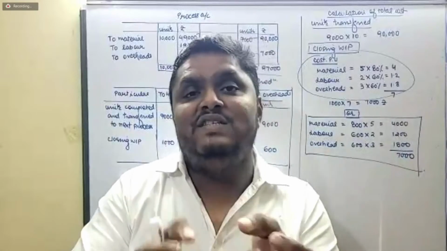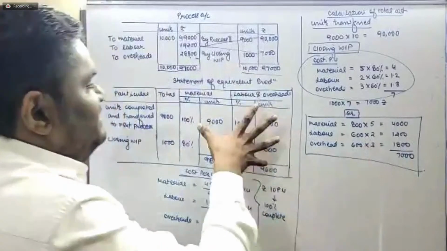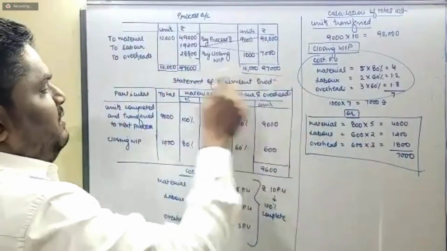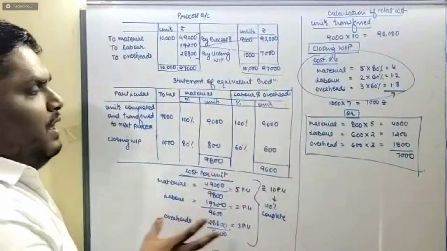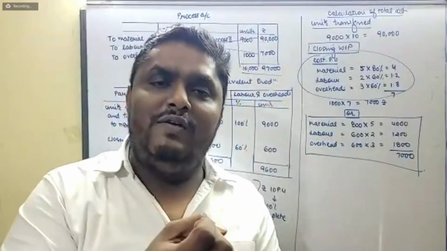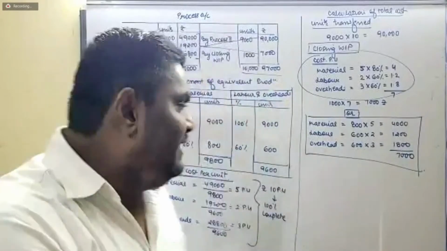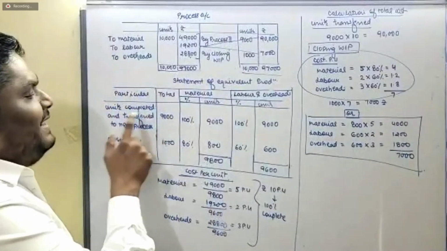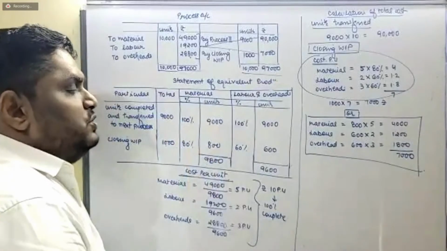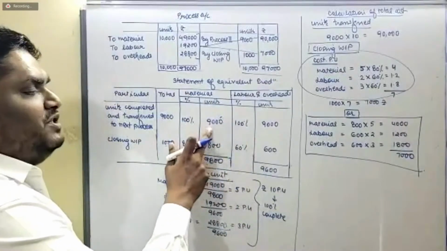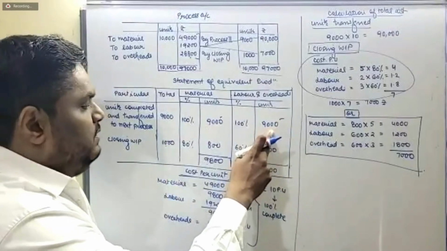But here the percentage of completion of material and labor is different. So we have to prepare the statement of equivalent production. Particulars, total, material, labor, and overheads. Now, out of this 10,000 input, 9,000 units were completed and transferred to the next process. They are 100% complete. So the equivalent number of units will be 9,000. For labor and overheads also, it will be 9,000.